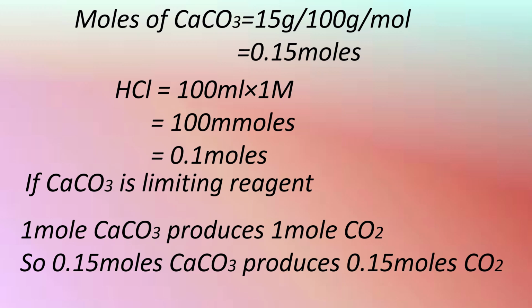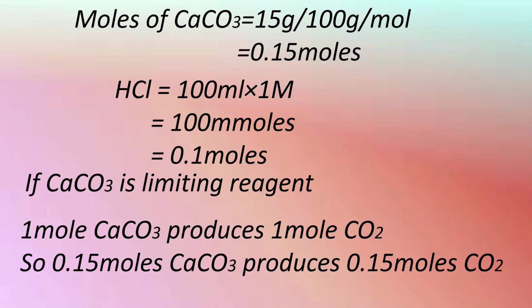Now we have to calculate moles of HCl. We know that HCl is equal to 100 ml times 1 molar. We will multiply 100 ml with 1 molar because 1 molar means moles per liter. So the liter is cancelled and the answer is 100 millimoles. And milli means exponent minus 3. When we multiply 100 with exponent minus 3, the answer appears as 0.1 moles.